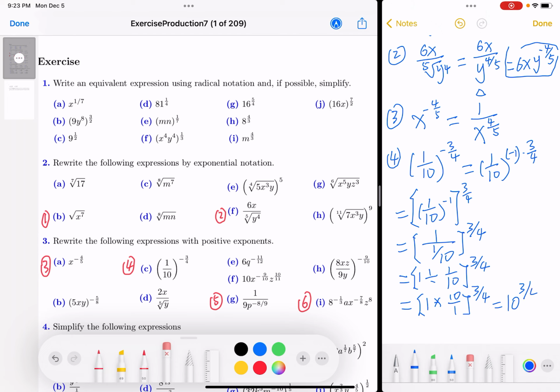So in future, you may not need to do so many steps. When you see the negative sign here, you simply flip 10 up and 1 down. So basically, you simply flip 1/10 to 10/1, and this negative sign will disappear. See? By remembering that, we may do question 5.